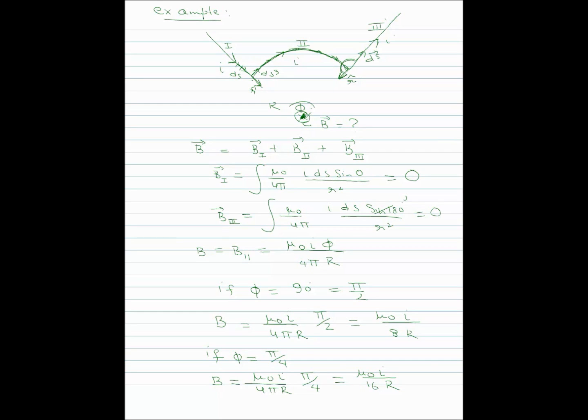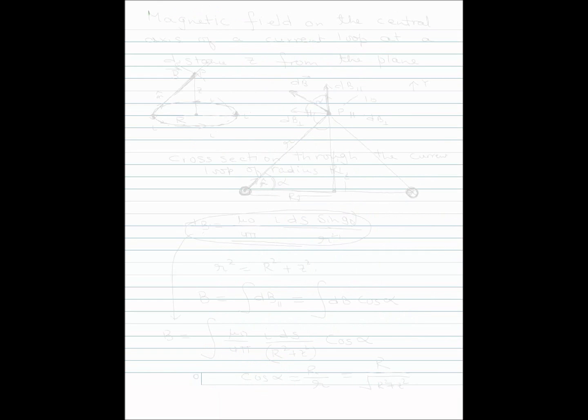Alright, let's try to do another example. In this particular case, we are going to figure out the magnetic field on the central axis of a current loop, which is carrying current I, at a distance z from the plane.